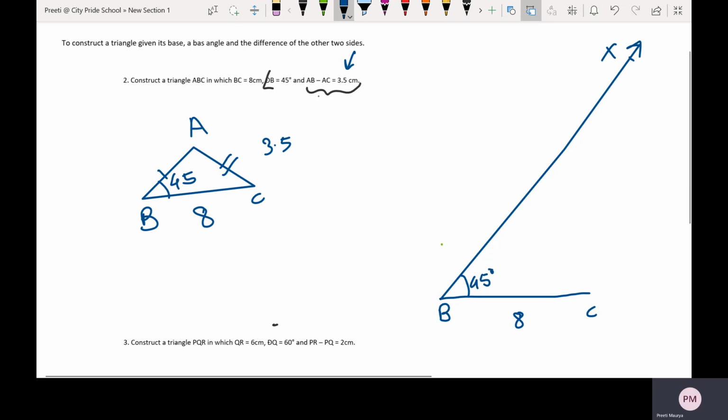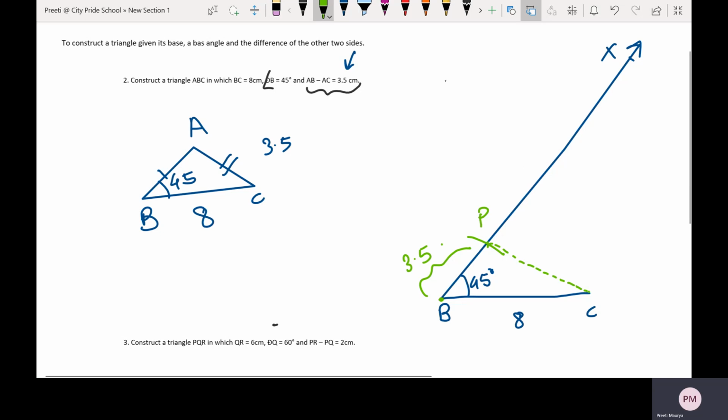Now we want the difference of the remaining two sides to be 3.5. So with radius 3.5 and center B, we will cut an arc. Say this point P is such that BP is equal to 3.5 centimeters. And now we will join the two points P and C.